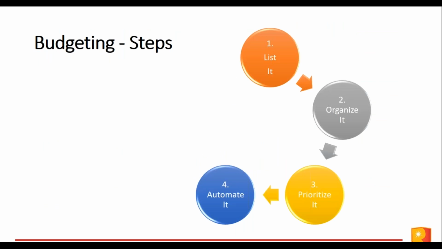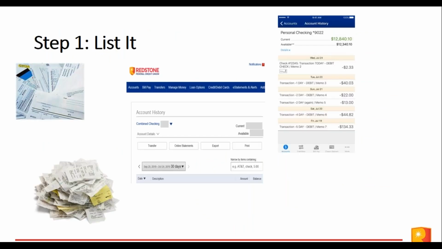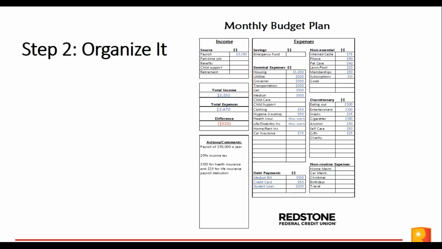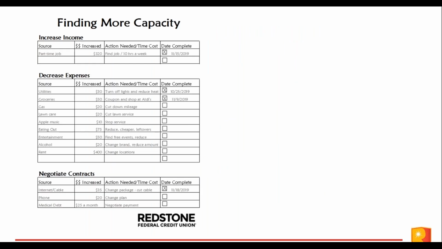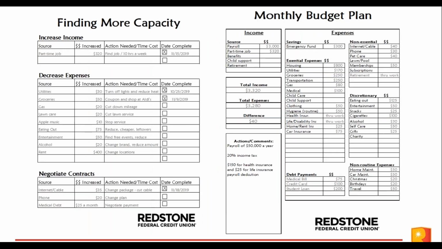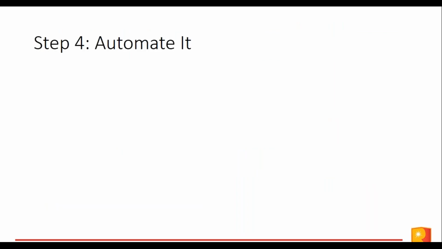We wanted to list it. So we've gotten everything that it is we're working with. We want to organize it, so we put it into a template. We saw what areas may not be working. We identified those areas when we got to prioritize it. We started looking at ways that we could find more capacity, and then we put those into a proposed budget. So now we've done a lot of work. We've done a lot of planning. So we want to put those into action. So step number 4 is automating it and making sure we're putting those into action.